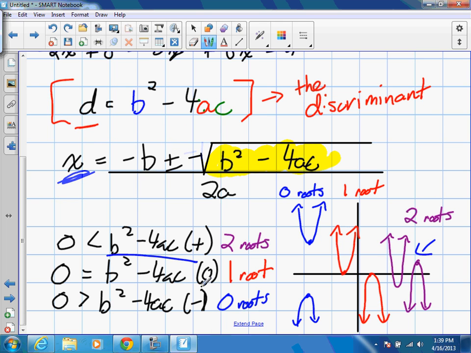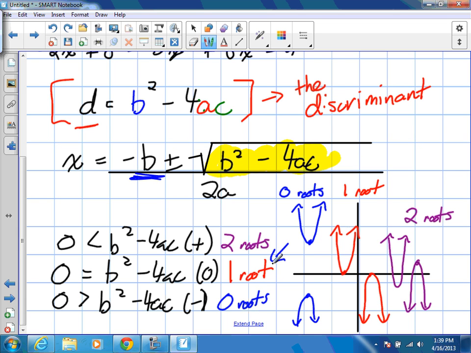If our square root is a 0, whether we add or subtract 0, it's going to make no difference. Okay? And we're going to end up with two answers that will be identical. In other words, we'll really only have one answer in that case.